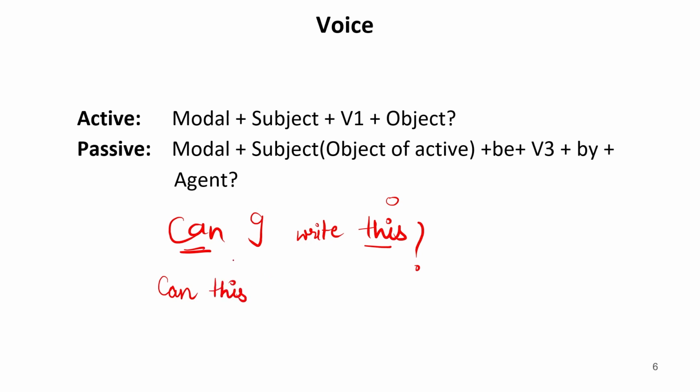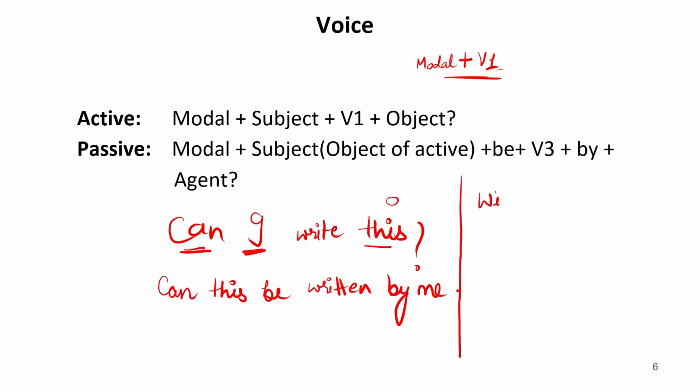Now can is a modal. We cannot use third form of verb with modal directly. So we should use a be form over here. And can is a modal which is followed by verb first form only. So in this case, can this be. Now write should be written in third form, that is written by. Now I is the performer of the action, that is agent, so by me. So this can be the structure. Can this be written by me? So this is the correct passive question using a modal.